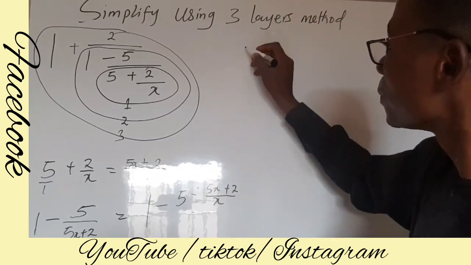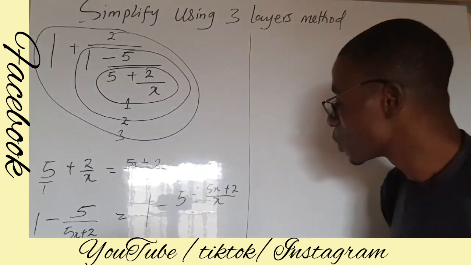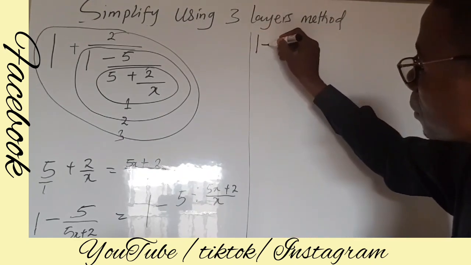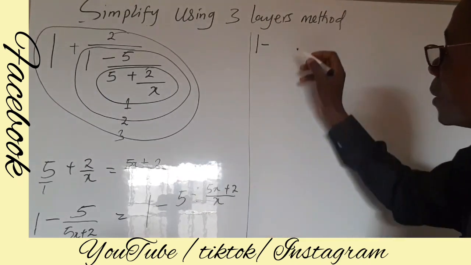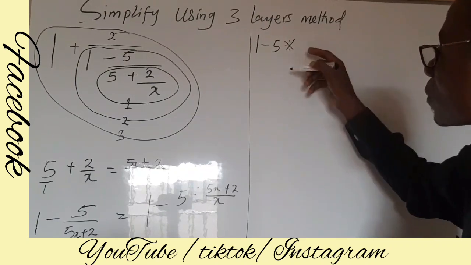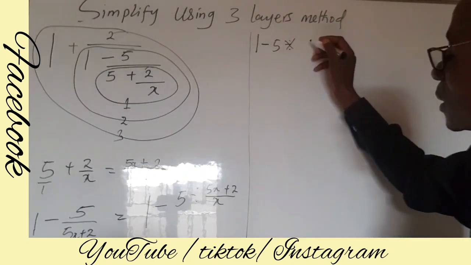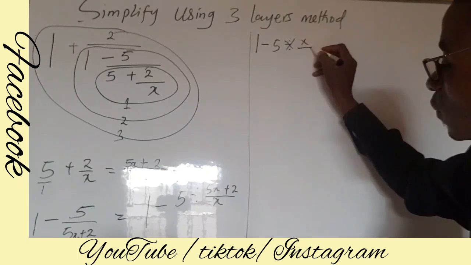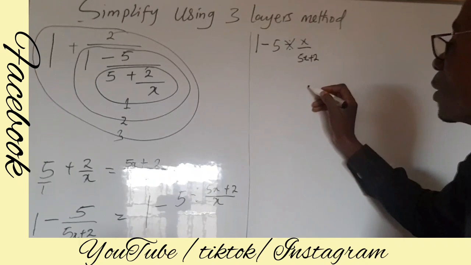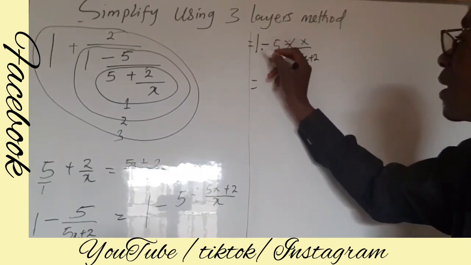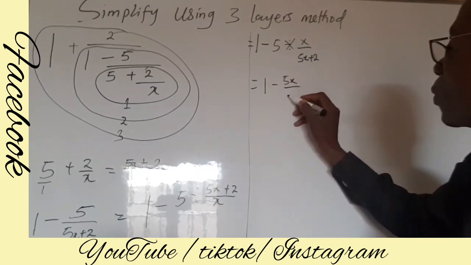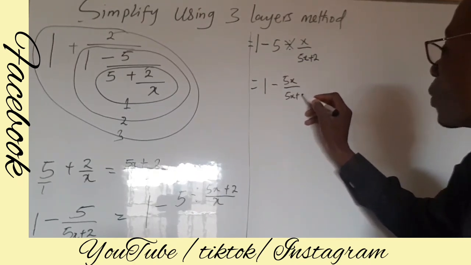Okay, so from there, it's very simple. We will continue. You just bring down 1 minus, then 5. When you put times on top of division here, the number will interchange. So we have x over 5x plus 2. Now from there, your equality sign, you have 1 minus 5x all over 5x plus 2.